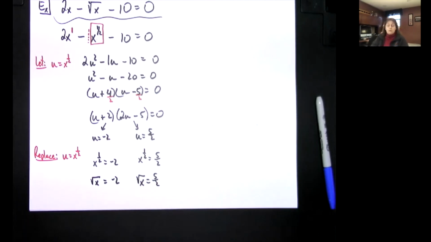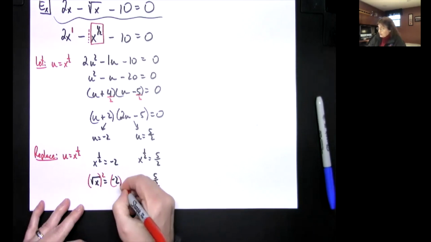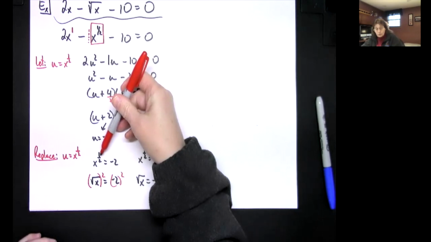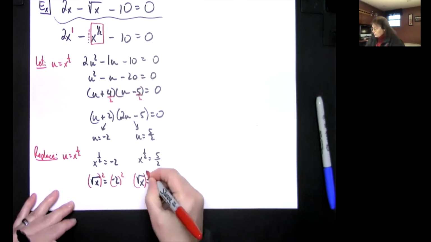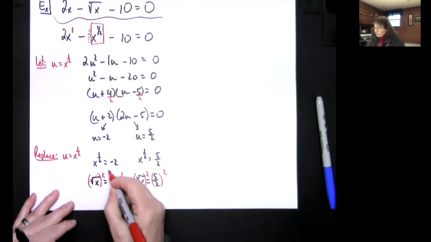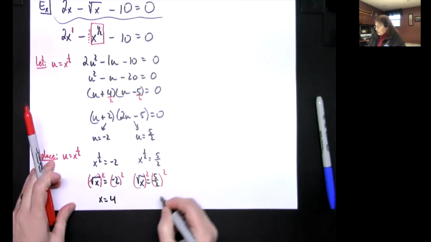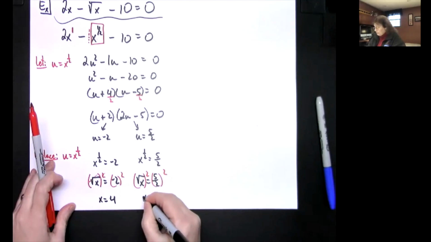I can easily solve this because the inverse operation of square root is squaring. So now I can square this side and square this side. Some of you might have realized I could have squared this: that would have been a power raised to a power, 1/2 times 2, and I would have gotten a plain x. It's just harder to see when it's in this form. Square here, square here, so those two things cancel out. A negative 2 times negative 2 is going to be 4, and 5/2 squared, don't let me screw up, is 25 over 4.